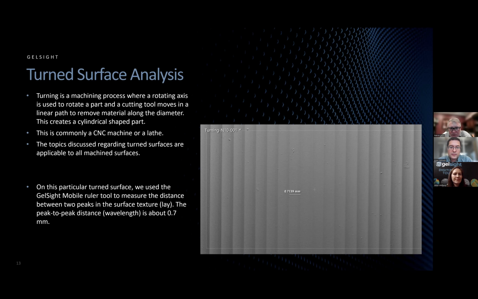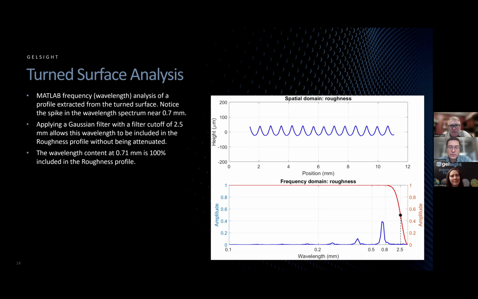You can see I drew a ruler on the scan image just to show you the peak-to-peak distance. I had to eyeball it and drag from pixel to pixel, but it's roughly 0.7 millimeters. So keep that in mind when we analyze the surface. Here it is in MATLAB again.